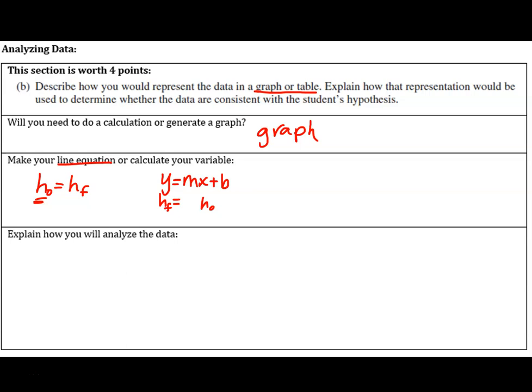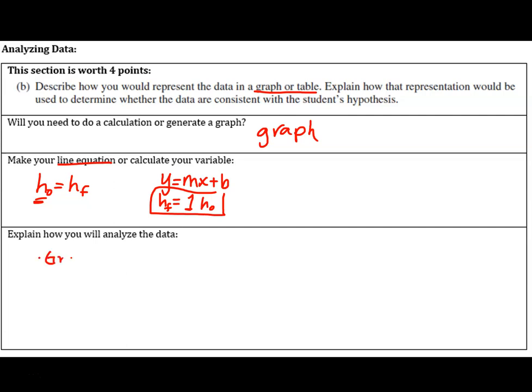My slope is what relationship I'm looking for. In a perfectly elastic collision, I am looking for a slope of 1. So this is what I'm going to graph. And if it's a 1, I'm going to have a perfectly elastic collision. If it's not elastic, then I expect my slope to be less than 1, because if it's more than 1, it's getting energy from somewhere else. I'm going to explain how I'm going to represent my data, because that's what the question is asking for. I don't actually have to do it, I just have to explain it.